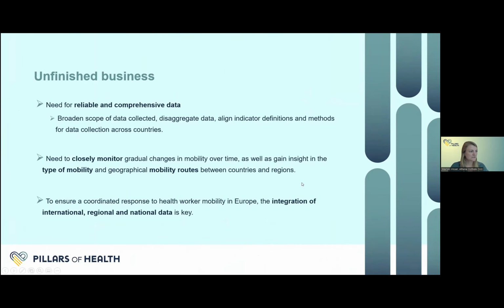Wrapping this up, I would like to end on some of the unfinished business that we identified from this analysis, which is the need for reliable and comprehensive data, including this disaggregated data, including aligning indicator definitions, aligning methodologies between countries, also to actually closely monitor gradual changes in mobility, as well as the types of mobility and the mobility routes, as we do see that there's differences from which countries nurses or doctors seek to get their qualifications recognized abroad. They may seek to get their qualification recognized in certain regions, while this may be different between doctors and nurses, for example. And to ensure a coordinated response to this health worker mobility, we also identified the need of integration of international, regional, and the national data.